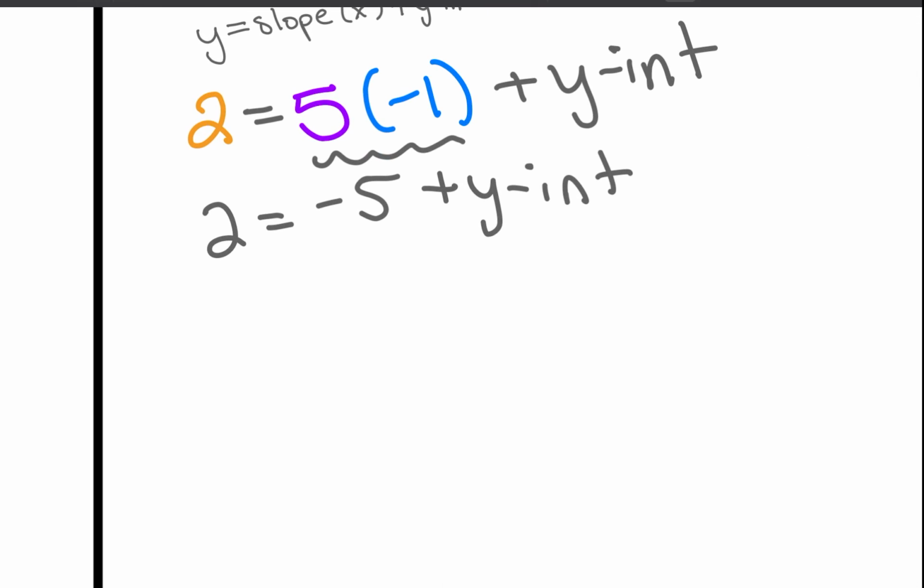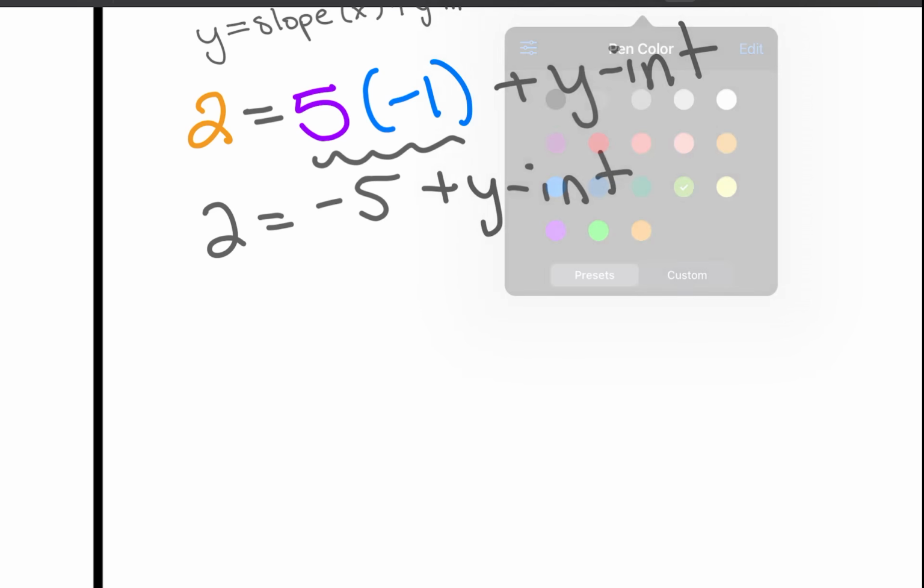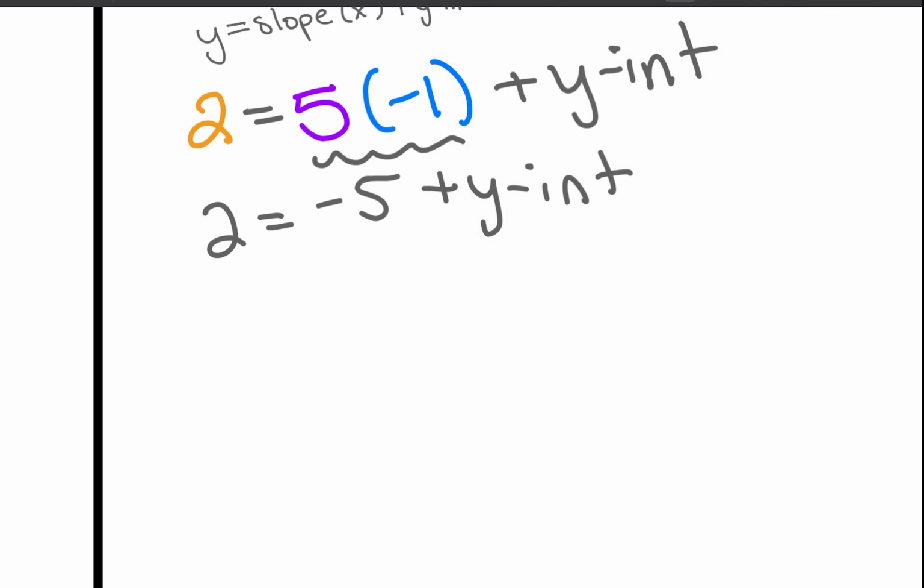Now, we have to figure out what number plus negative 5 would give us 2. Well, in order to do that, we're going to make negative 5 go to the dark side so that we get the y-intercept by itself. And when somebody goes to the dark side, they're going to this other side here. And when they go to the dark side, they change. And when they change, in math, negative 5 becomes a positive 5.